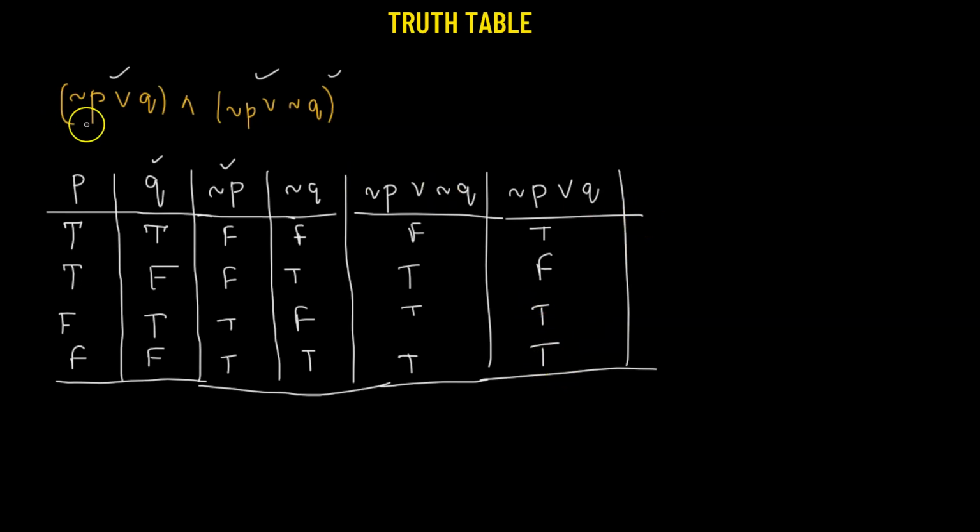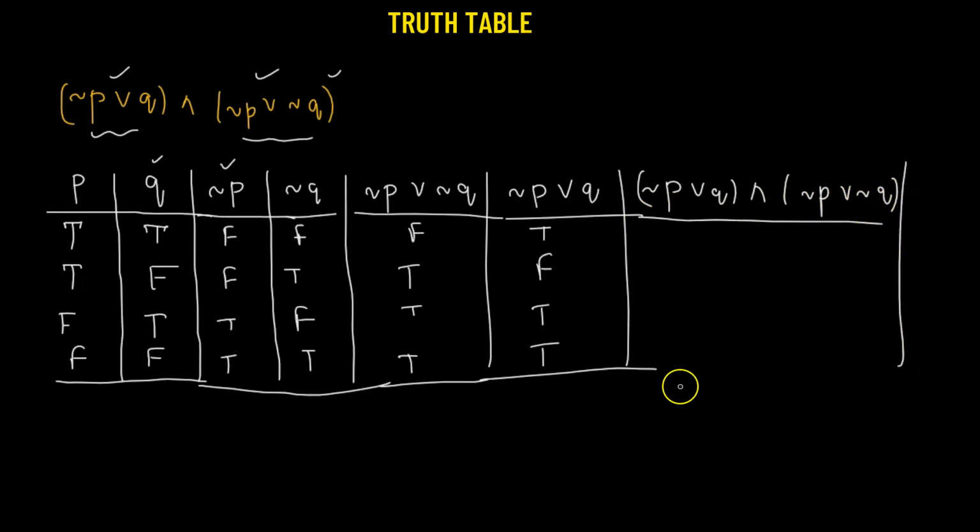And then we finally combine the two operations. So we have not P or Q, and not P or not Q. As this is a conjunction, we know that the truth value will be true only when both the entries are true. In our case, we see that the third entry and the fourth entry are both true. So the truth value will be true for those and the rest will be false. So this is the required truth table for the given compound statement.